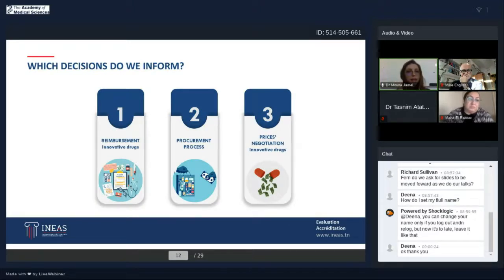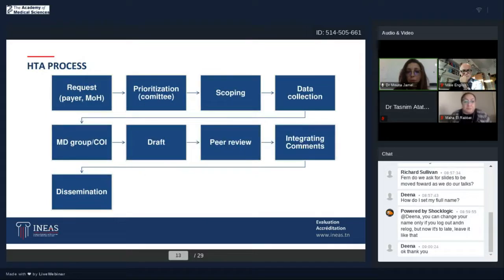So, as I said, which decision do we inform through health technology assessment? We inform the procurement process, we inform the reimbursement, and our focus right now at INEAS is to inform decisions about innovative health technology, innovative drugs that are likely to have a big budget impact on the health system. We also inform negotiation of prices at which this health technology will be reimbursed.